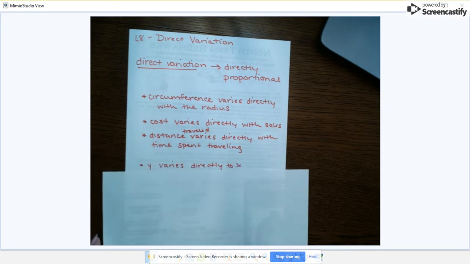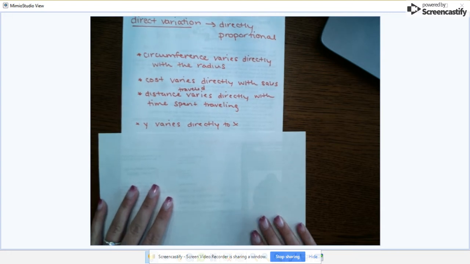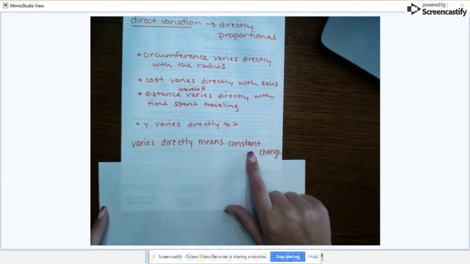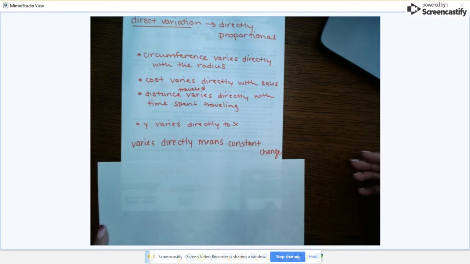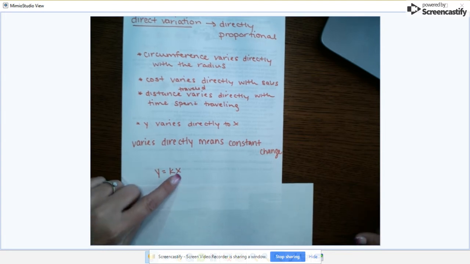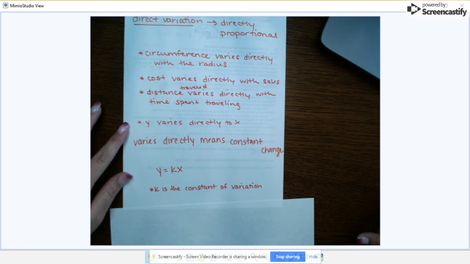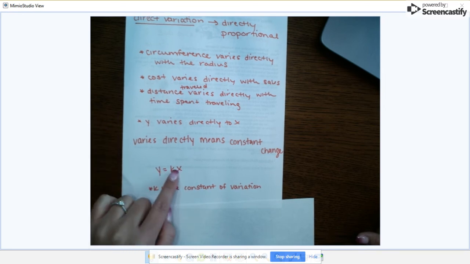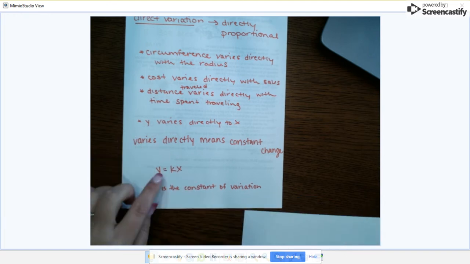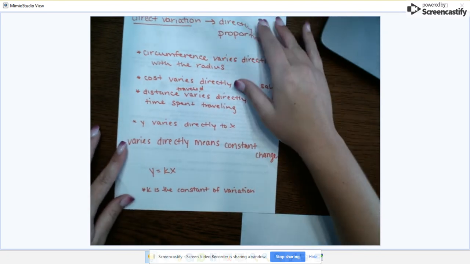In just general math terms, a lot of times we see our y varies directly with x. When we have something that varies directly or it's directly proportional, that means we have a constant change. And knowing that we have a constant change, that allows us to create an equation. So our equation looks like this: y equals k times x. K is our constant of variation. So this math sentence, this equation, says that y varies directly with x. And we'll use this equation a lot in the next few examples.